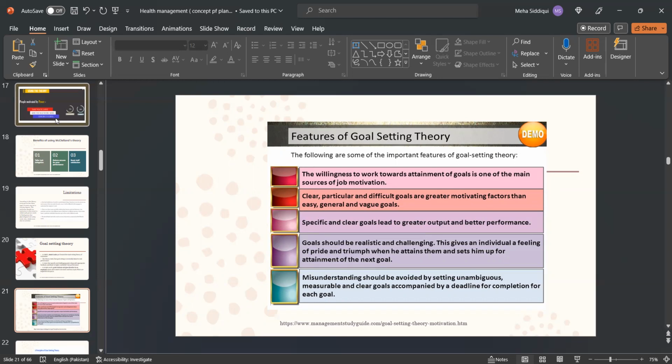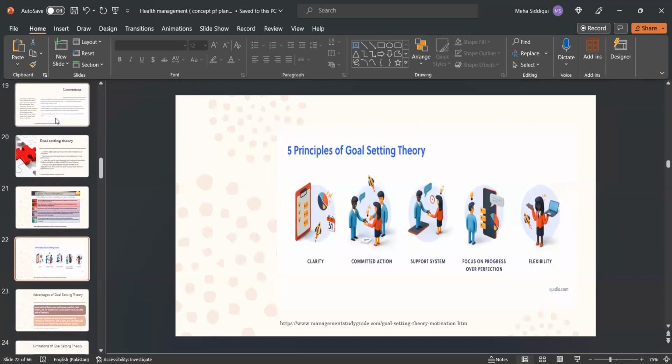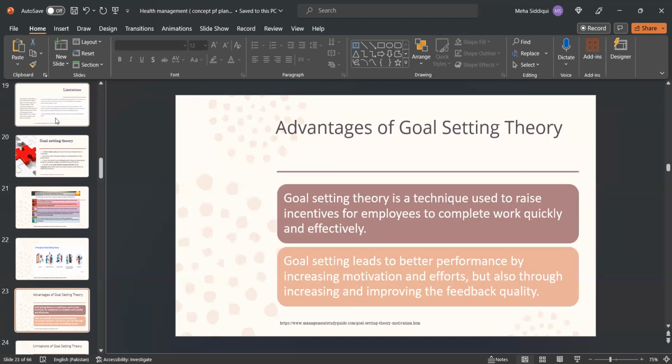This gives an individual a feeling of pride and triumph when he attains them and sets him for attainment of the next goals. Misunderstanding should be avoided by setting unambiguous, measurable, and clear goals accompanied by a deadline for completion of each goal. So these are the 5 principles, that is clarity, committed action, support system, focus on progress over perfection, and flexibility.